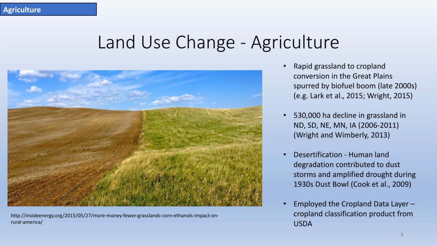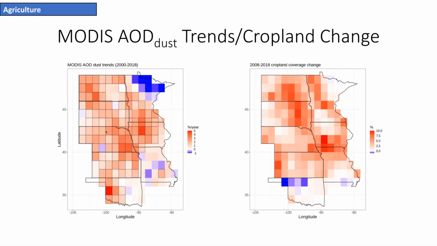conversion process that's happening. So to look at this, I employed the Cropland Data Layer, which is a cropland classification product from the USDA. And the results for that are here. Just on the left is just a subset of the MODIS AOD dust trends, looking at the Great Plains. And then on the right, we have our results for cropland coverage change from the CDL product from 2008 to 2018. And we see that cropland coverage has increased quite a bit for all Great Plains states north of Oklahoma. And those changes have reached about 10% in some areas of the Great Plains.